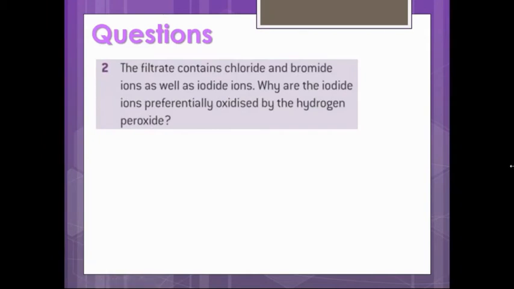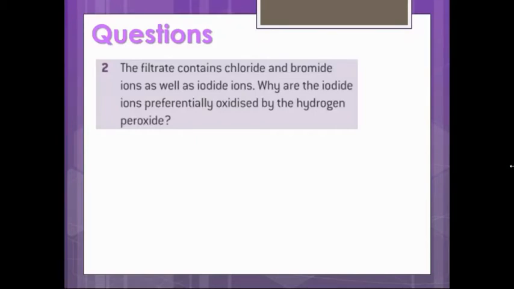Yes, those of you who are watching this live, some gorgeous comments coming in there. Yeah, those are elements found in brine from the sea. So brine is just kind of salty water. And the chloride, the bromide, the iodide are part of that. So within that, why are the iodide ions preferentially oxidized by the hydrogen peroxide?